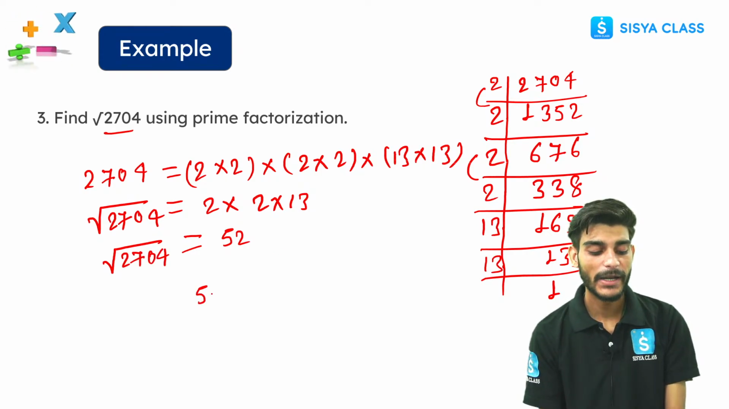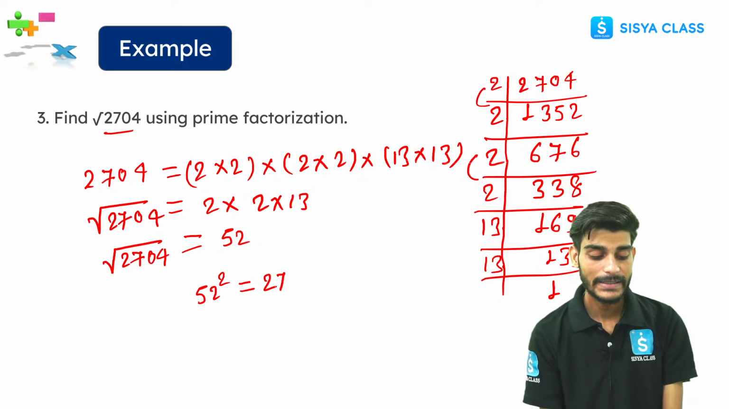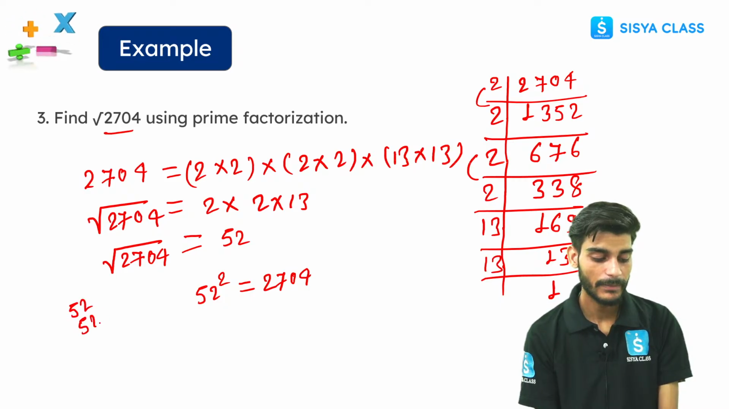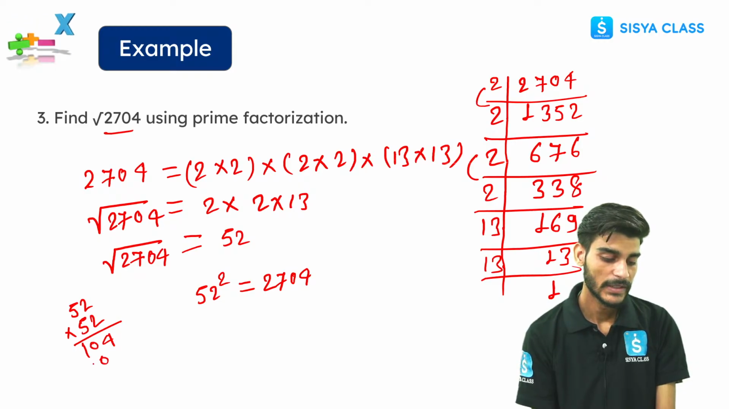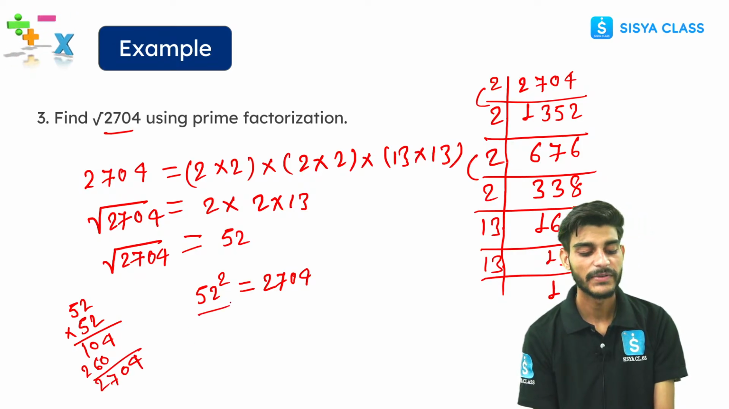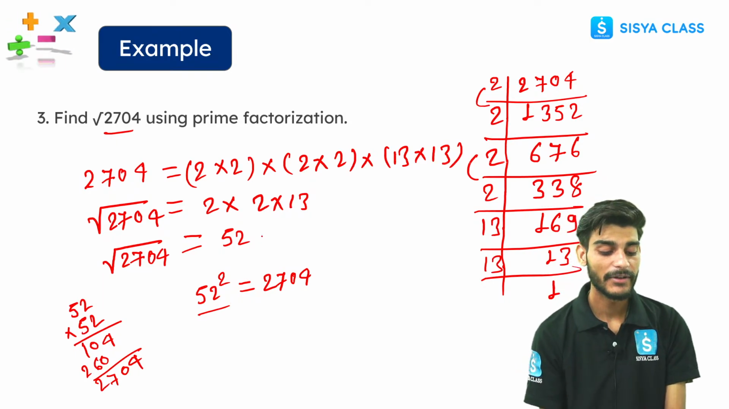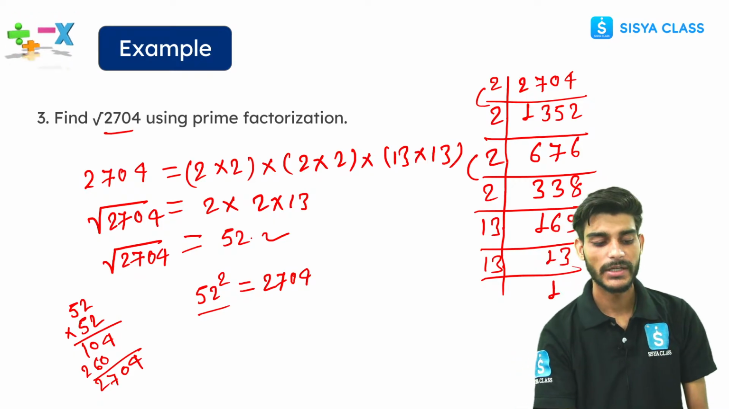Means if you will multiply 52 2 times, square of 52 will be 2704. Verify once. If you multiply 52 with 52, you will get 2 2s are 4, 5 2s are 10, 5 2s are 10. Yes, 2704. 52 square is 2704. So if you have to find the square root of 2704, you will get 52. So this was the question number 3. Now let's move on to the question number 4.